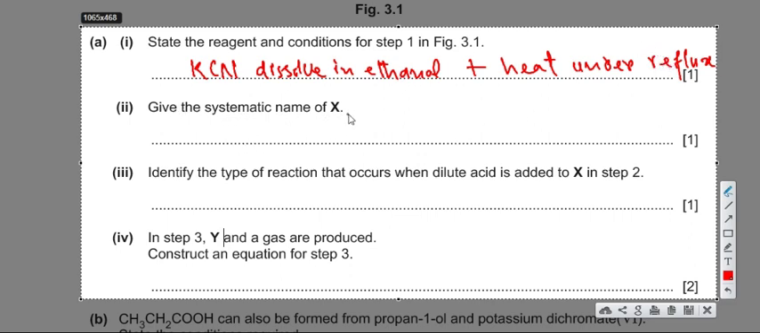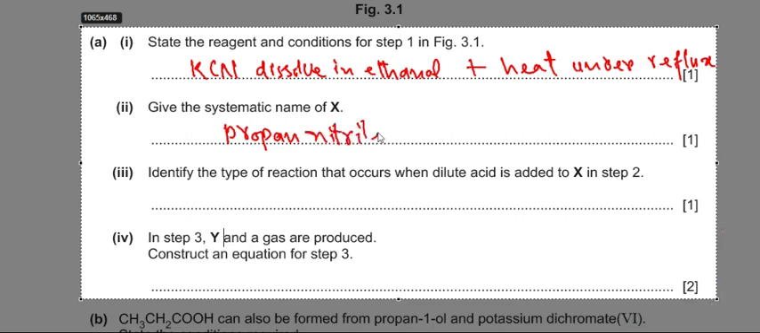Then give the systematic name of X. We discussed that the name of X was propane nitrile. Then identify the type. We already discussed that it was hydrolysis, taking place in the presence of an acid. So I can say it is acid hydrolysis.